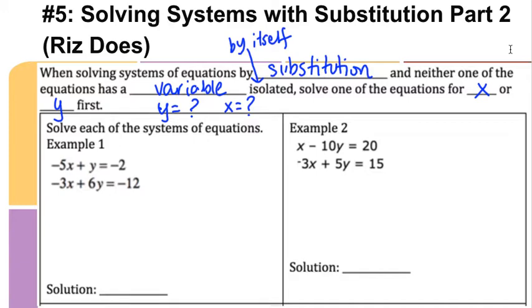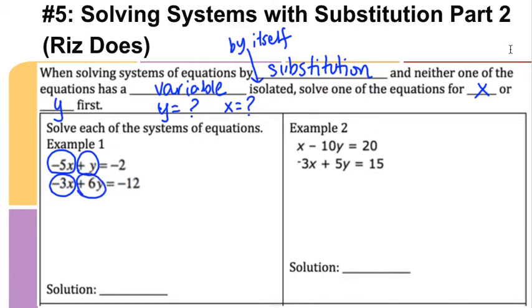So let's try an example so you can see what I'm talking about. It says solve each of the systems of equations. Example 1 reads negative 5x plus y equals negative 2 and negative 3x plus 6y equals negative 12. So the strategy that we're going to use here is to look at each term that has a variable. So I'm looking at negative 5x, I'm looking at positive y, I'm looking at negative 3x, and positive 6y.